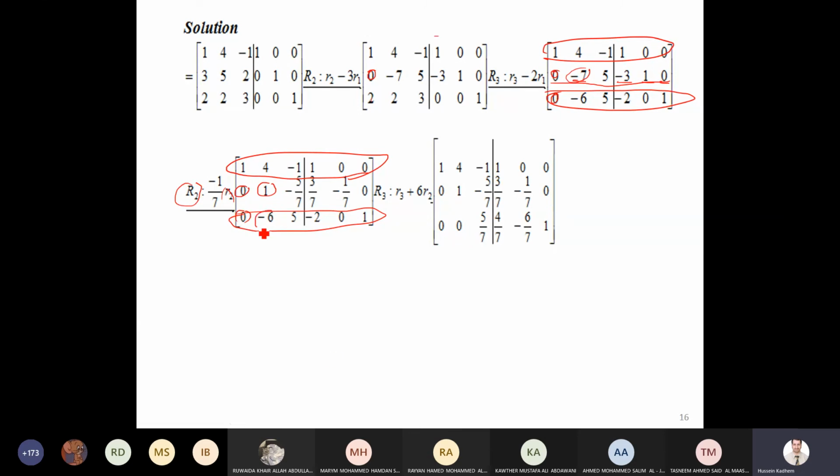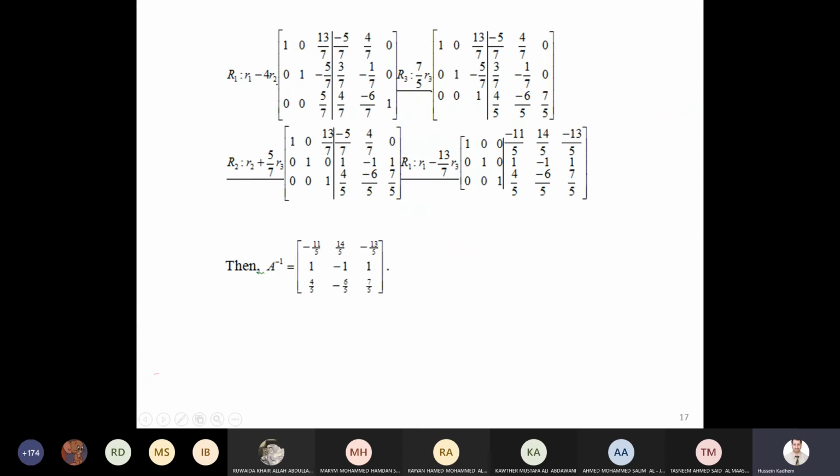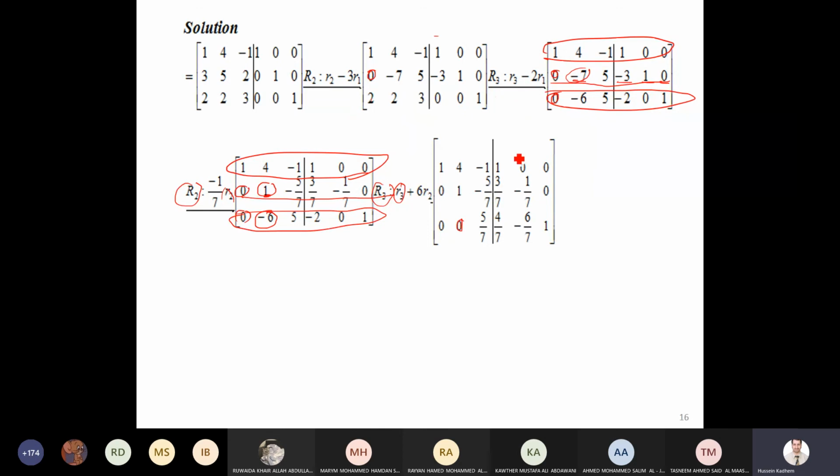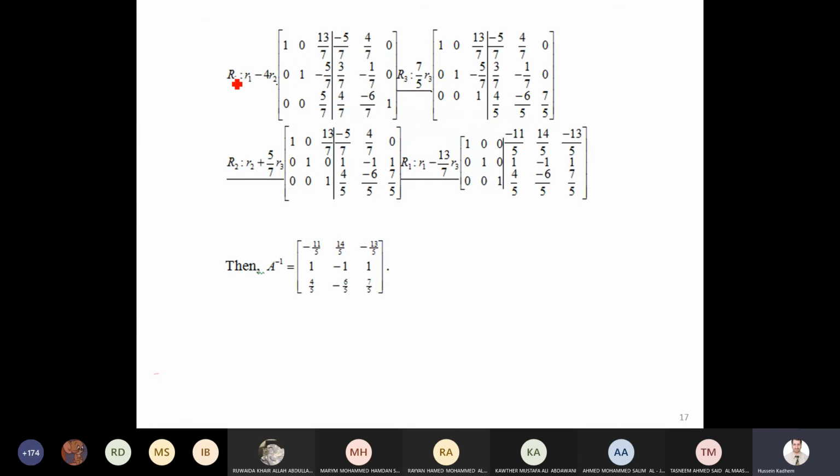Next, I want to make this minus 6 to become 0. I will say, okay, R3 will be R3 plus 6 times R2. Because if I multiply this row by 6, 1 by 6 will be 6, minus 6 plus 6 will be 0. I got it. Now next, I reach here, I will change now this 4 into 0. I will say, okay, row number 1 will be row number 1 minus 4 times row number 2. I change it to 0. I don't need to go into details now. It's clear because we are doing the same process.